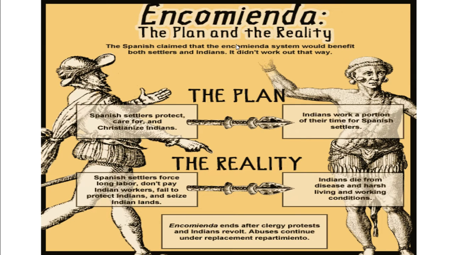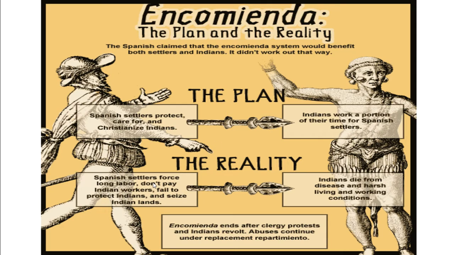So here's how the Encomienda worked. So here's how it's supposed to work, the plan. Okay. Spanish settlers were supposed to protect, care, and Christianize Indians. Okay. On a piece of land. So maybe the Spanish were given a piece of land. On that land would be the Indians. And then the Spanish were supposed to protect the Indians and Christianize them. So this is kind of like the key part for the Catholic Church. You're supposed to Christianize them in exchange for the Indians working for just a portion of their time for the Spanish. Okay, so remember, the idea behind this was supposed to be that they would help the Spanish kind of establish themselves here in the Americas.